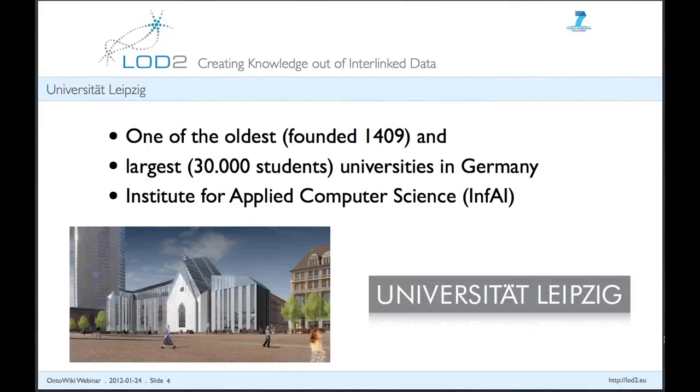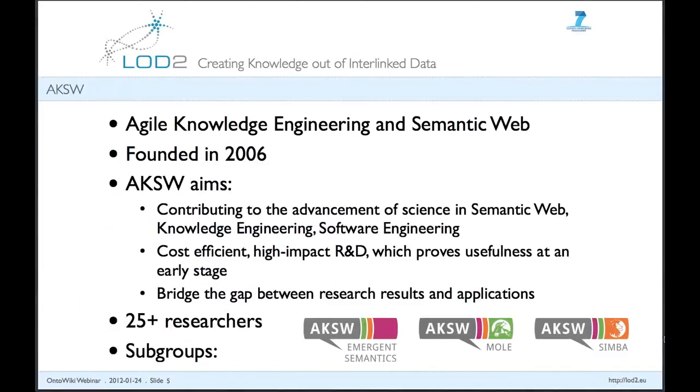So the University of Leipzig is one of the oldest and one of the largest in Germany. It was founded in 1409 and it has over 30,000 students. And it also hosts the Institute for Applied Computer Science, shortly InfAI, which itself hosts our working group, which you will see on the next slide. Our working group is called the Agile Knowledge Engineering and Semantic Web group, and it was founded in 2006 by Sören Auer.